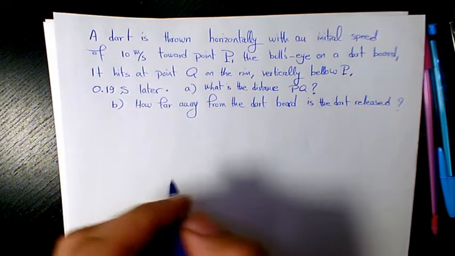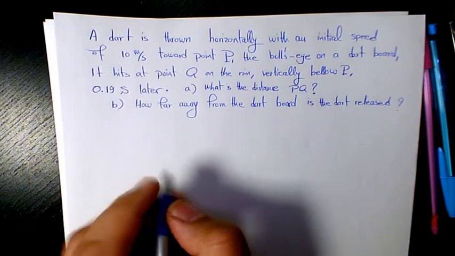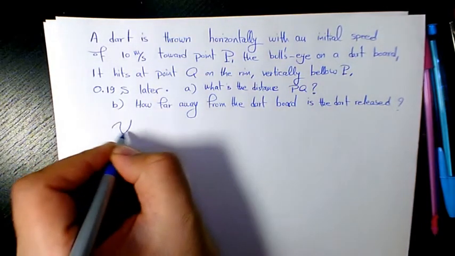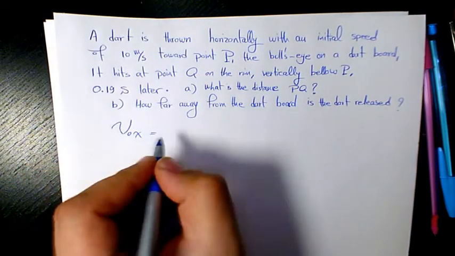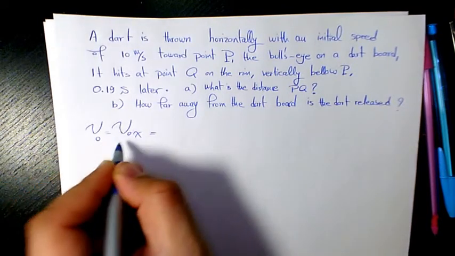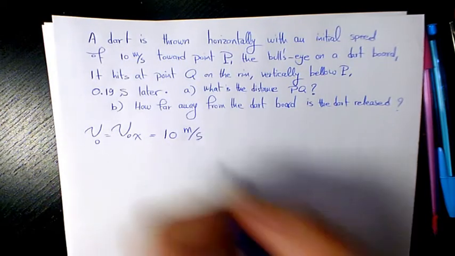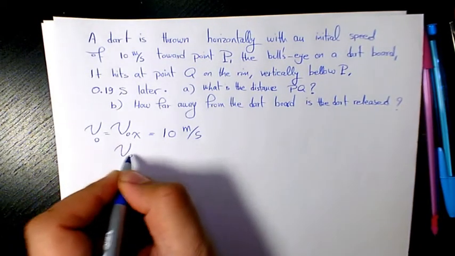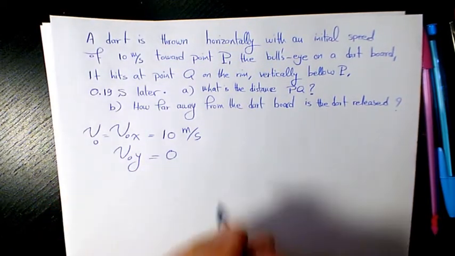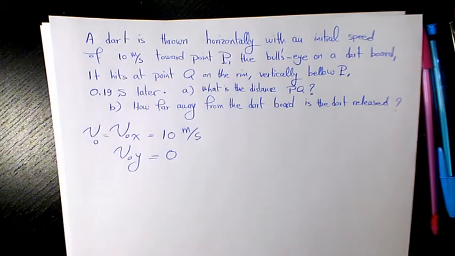So we need to adopt a positive direction. The velocity is horizontal, so v0 equals v0x, which is going to be equal to 10 meters per second. And there is no vertical velocity, so that's going to be 0.